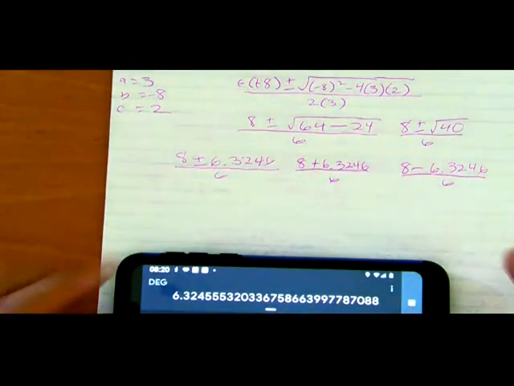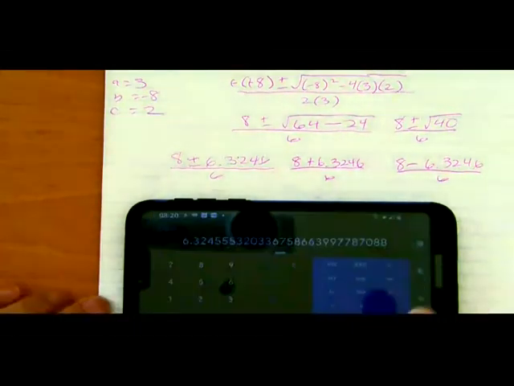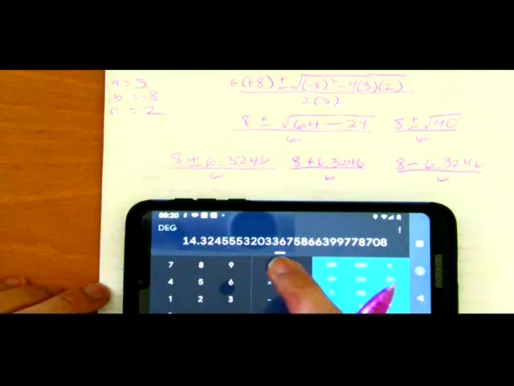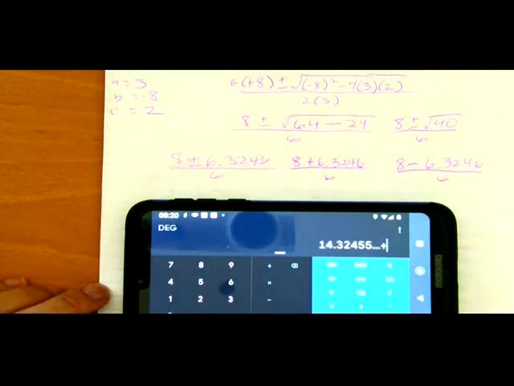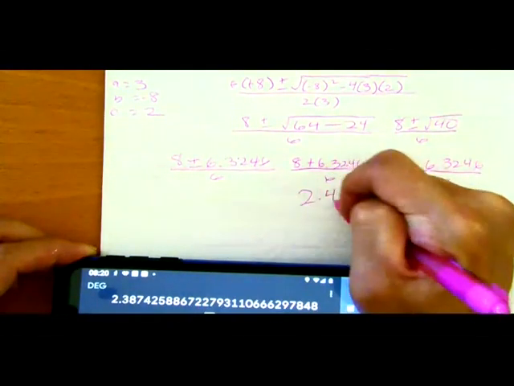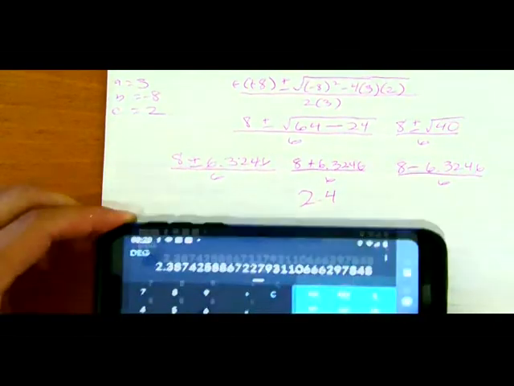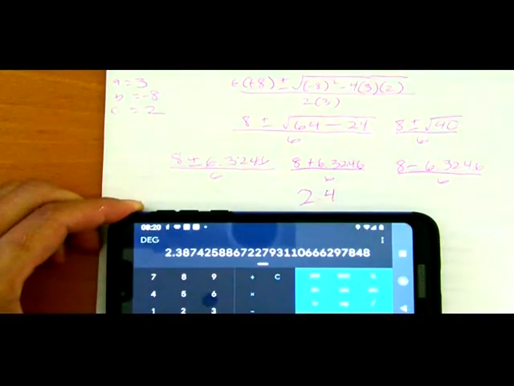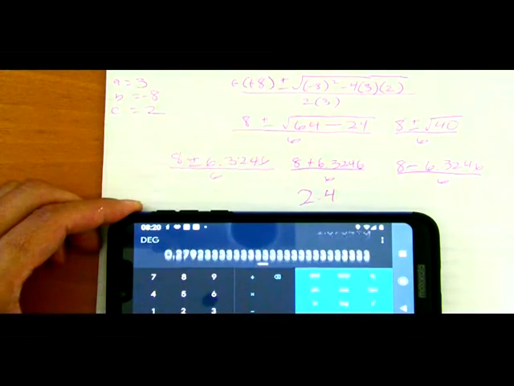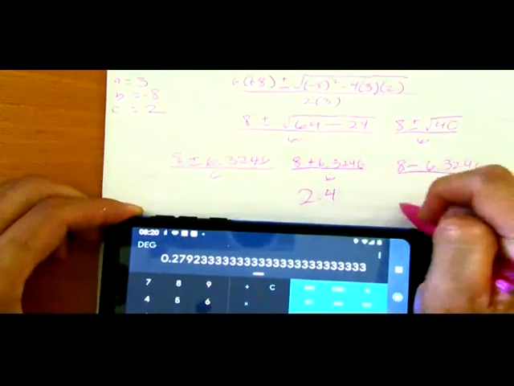So we'll do the first one. Plus 8 divided by 6, 2.4. Okay, we'll do it again. 8 minus 6.3246 divided by 6, 0.3.